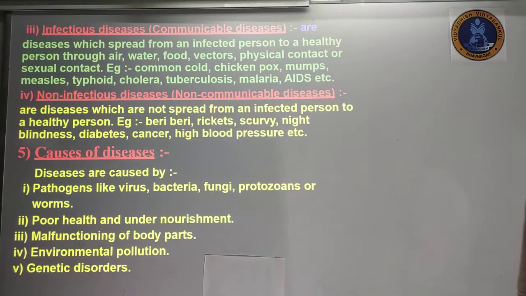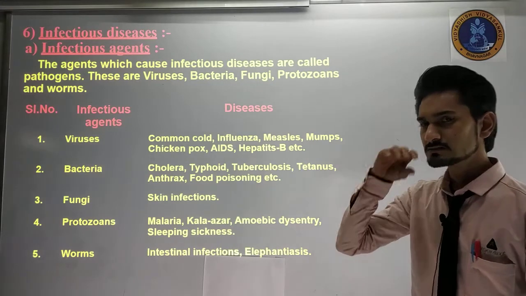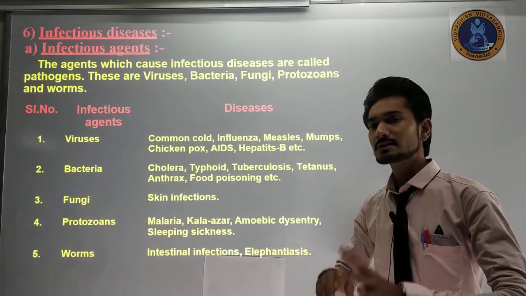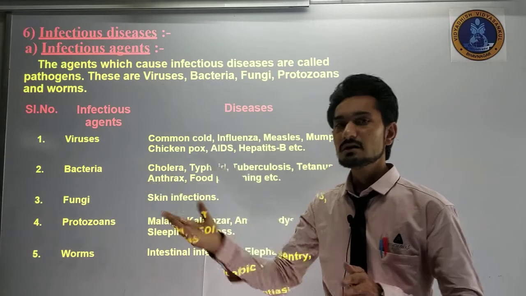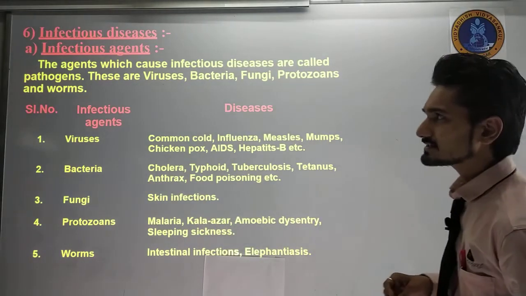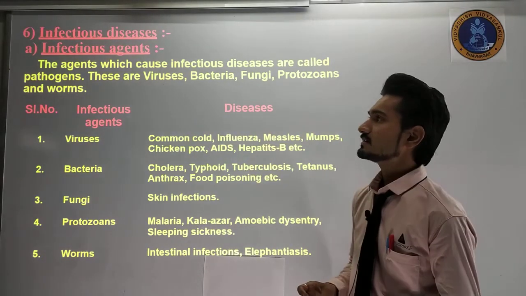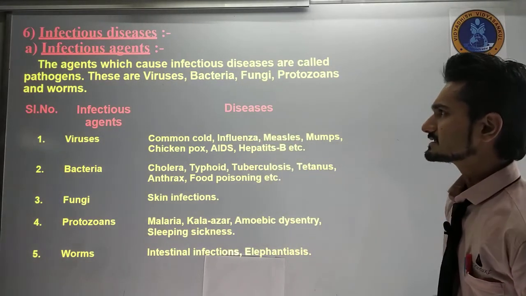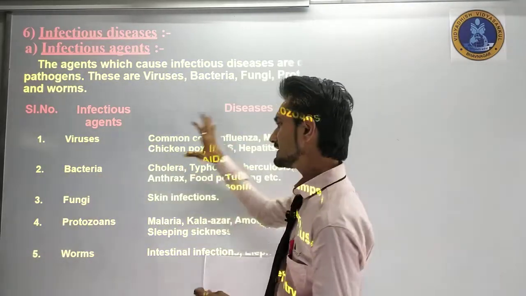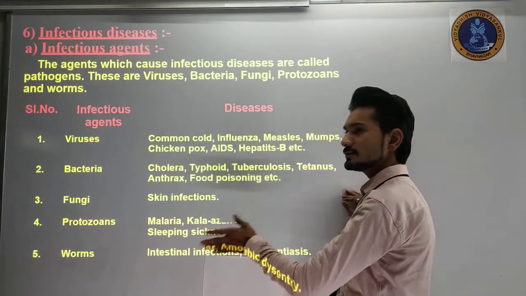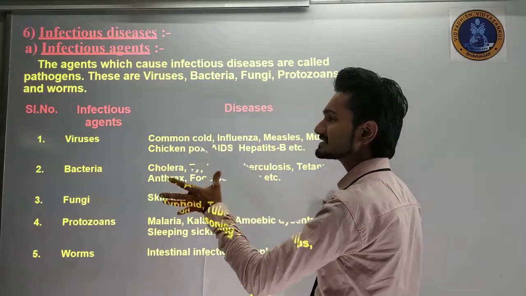We will be discussing the next point, that is infectious agents. It means the things, or the organisms, or the agents that transfer the disease from one place to another, or from one person to another. They are called agents. The agents which cause infectious disease are called pathogens, as we already studied. These are viruses, bacteria, fungi, protozoa and worms. I have already told you the basic examples for viruses, bacteria, fungi and protozoa. Now we'll see the proper diseases that they cause us.